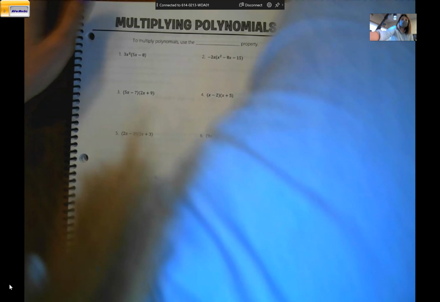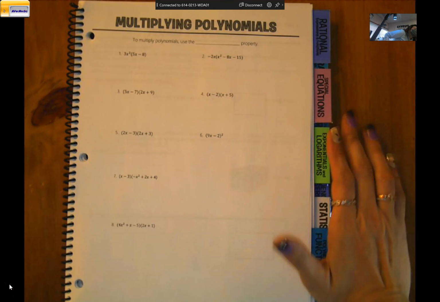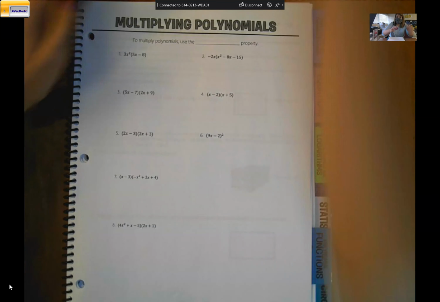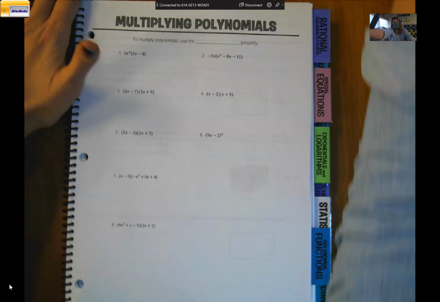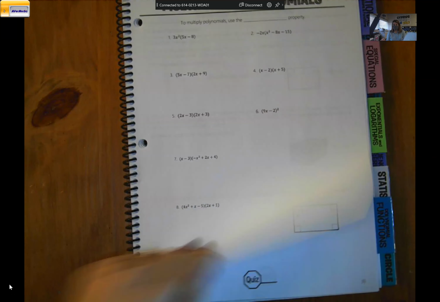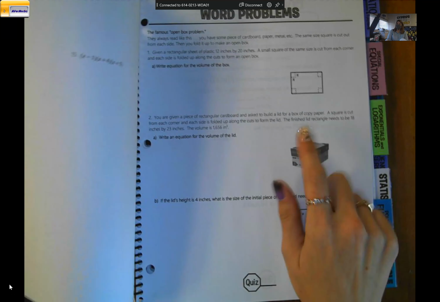Okay, so today we're moving on to multiplying polynomials. What we did last time was adding and subtracting. So the first part of today's lesson are things that you have probably seen before and hopefully feel like a review. But then toward the end of the lesson, so page 34 and definitely 35, that stuff will be new.